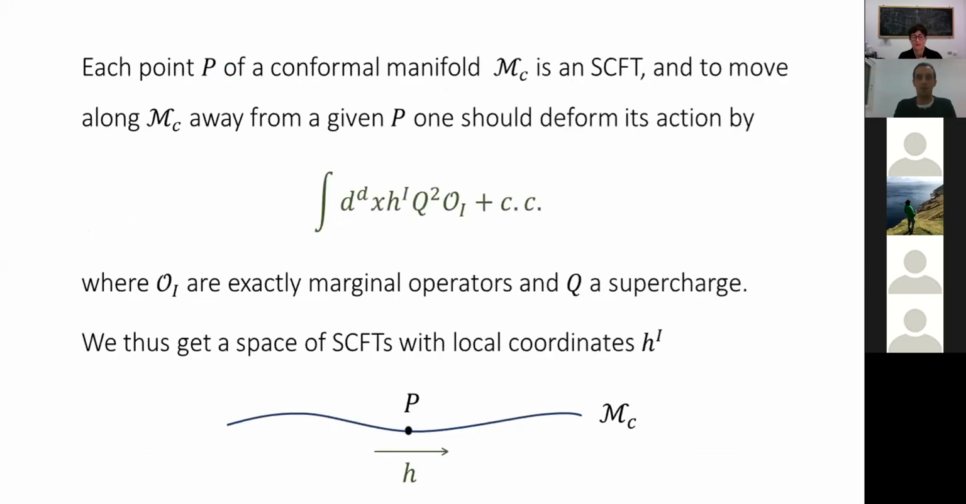So each point P of a conformal manifold is a superconformal field theory. And to move along the conformal manifold away from a given point, we should deform the action by an exactly marginal deformation, where in this formula, O are exactly marginal operators and Q is the supercharge. I'll refer to O as the exactly marginal operators, even though the deformation itself is a descendant. And then, using these exactly marginal operators and deformations, we get a space of superconformal field theories with local coordinates h, being the parameters that we use in the superpotential.